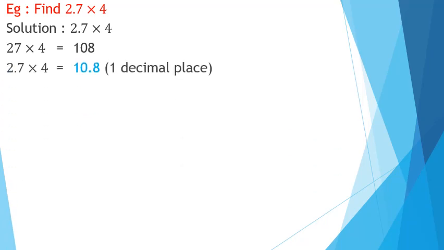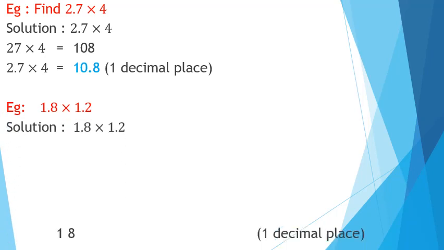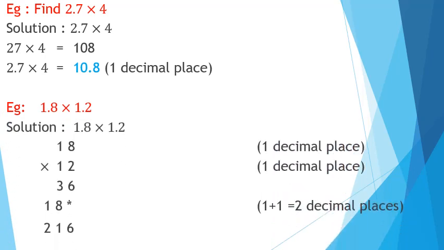Next example, 1.8 multiplied by 1.2. That is multiplication of two decimal numbers. Before multiplying, we can treat them as whole numbers, multiply, and find the answer. So we are getting 216. Now we have to put the decimal point.